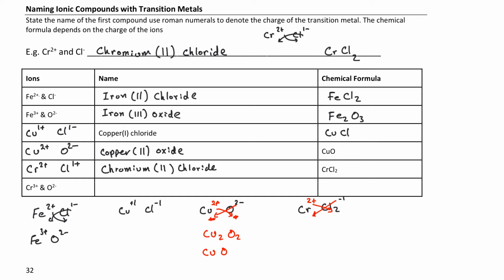Finally, for the last one, we got this, and we get a 2 minus, crisscross. We get the 2 and we get the 3, so we get Cr2O3. And in terms of the naming, it is chromium 3 oxide. And this is how we name ionic compounds that have transition metals.